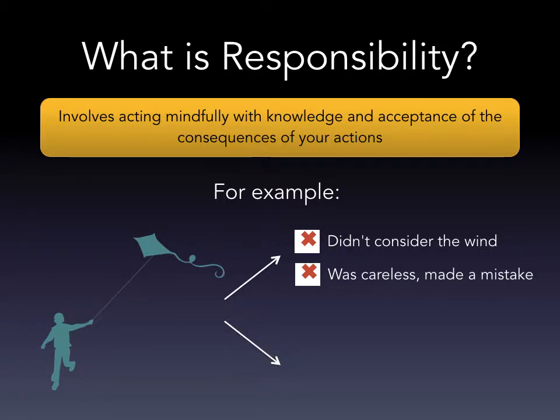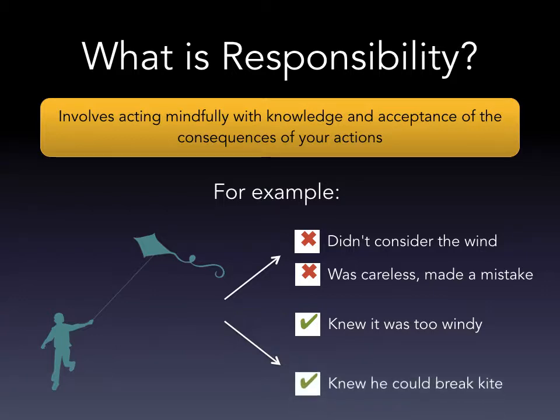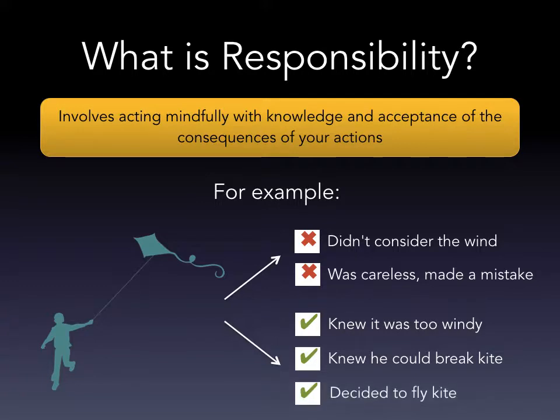The other option is that the boy knew that it was very windy and he knew there was a chance that he could lose control of the kite and it would break, but he still decided to go and fly the kite anyway. Therefore, he accepted that the kite might break and he made the decision with all that in mind. If he chose the second scenario, this boy is demonstrating responsibility. And making a responsible decision doesn't mean you make the right or the correct decision. It means that you make a mindful one, that you are aware of the consequences before you do an action.